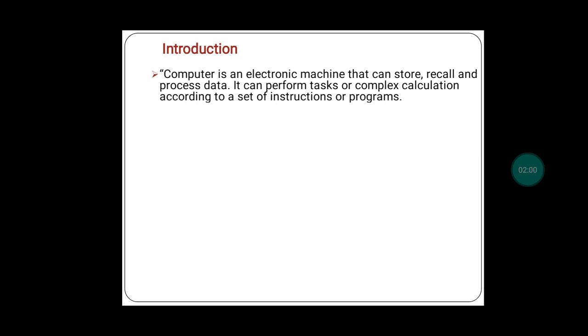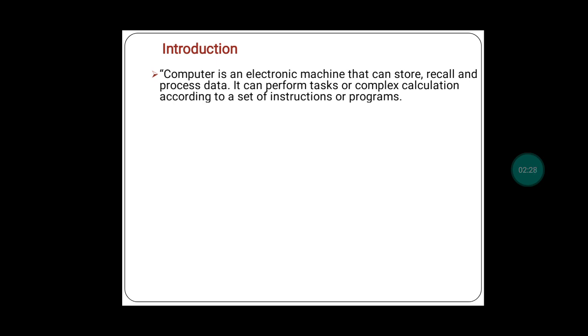Suppose you want to perform the addition of two numbers, that can be performed. Not only addition, any complex tasks can be performed in the computer system based on a set of instructions or programs. One programming language we saw is C++. In there we were giving 2 plus 2, and it was giving us output as 4. So basically the computer definition is that it is an electronic machine which can store, recall and process data.